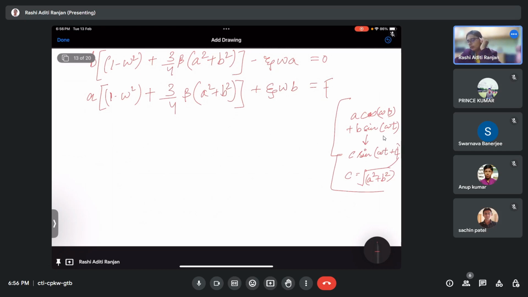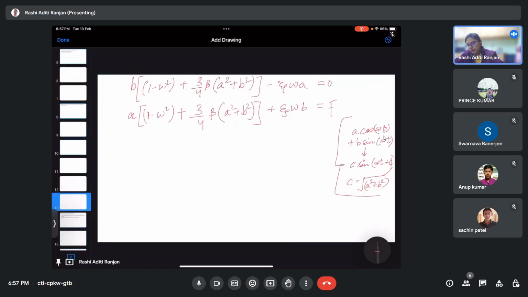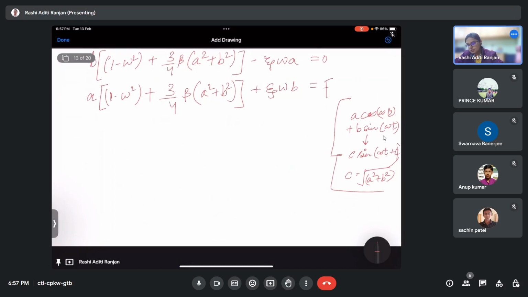So if I have the solution in this form, the way I have assumed it, this is my solution. So it can be written in this form. Okay, I can write it like C sine of omega t plus phi, where I can find the value of C and phi by these A and B. Correct. So now I'll just square both sides of the equation and add it. What am I going to get?